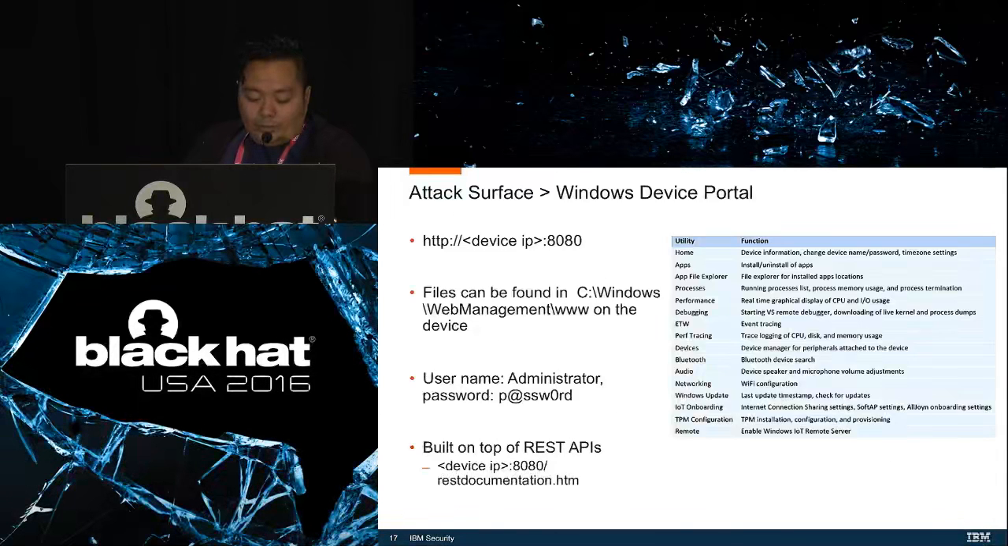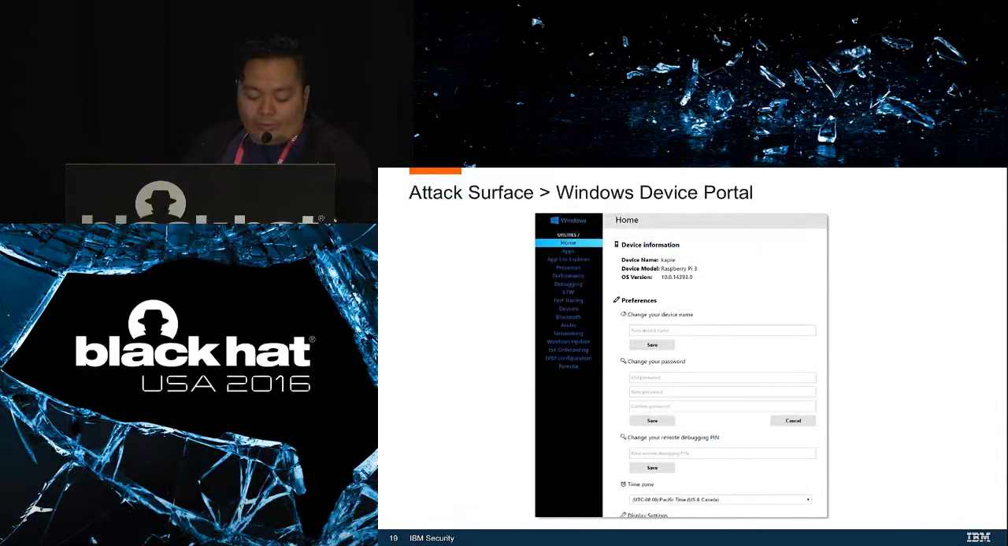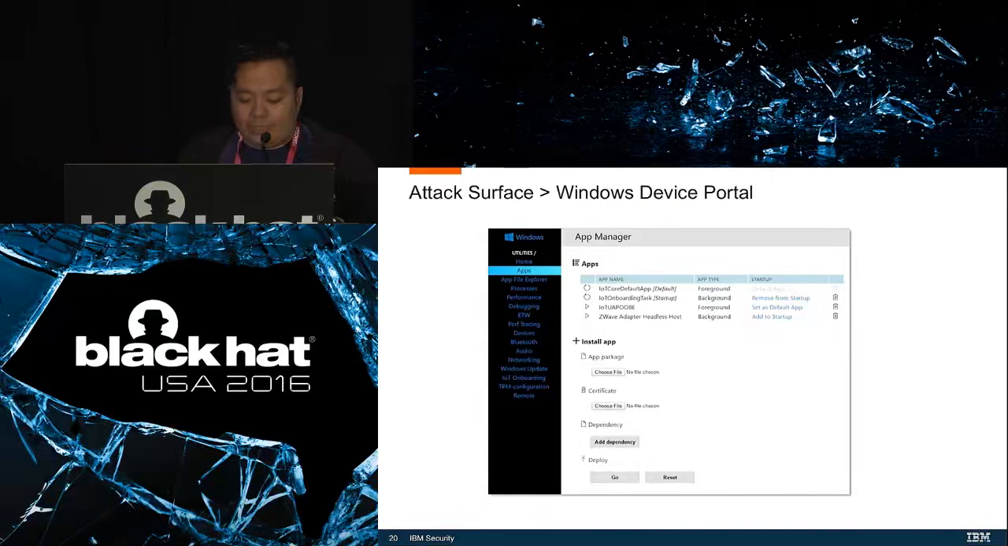But we're going to take a look at some of the more interesting tabs in the Windows Device Portal. So here's the Home tab. It shows the device information and allows you to change the device name and password, among other things. The Apps tab allows you to install or uninstall an app on the device. It also shows a list of the currently installed applications and their status, whether they're the default app or not, or what kind of apps they are, background applications or not. You can also use this tab to set an app as the default application.